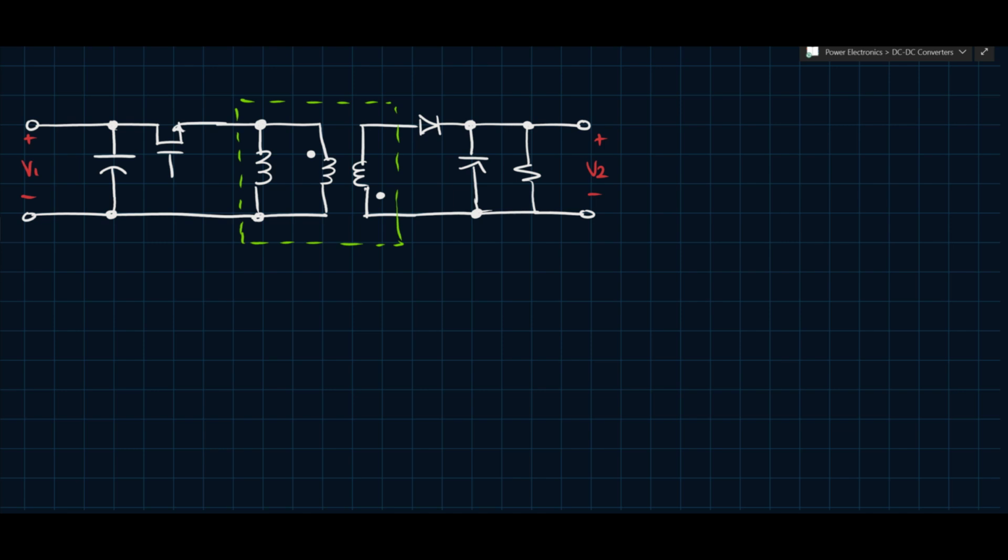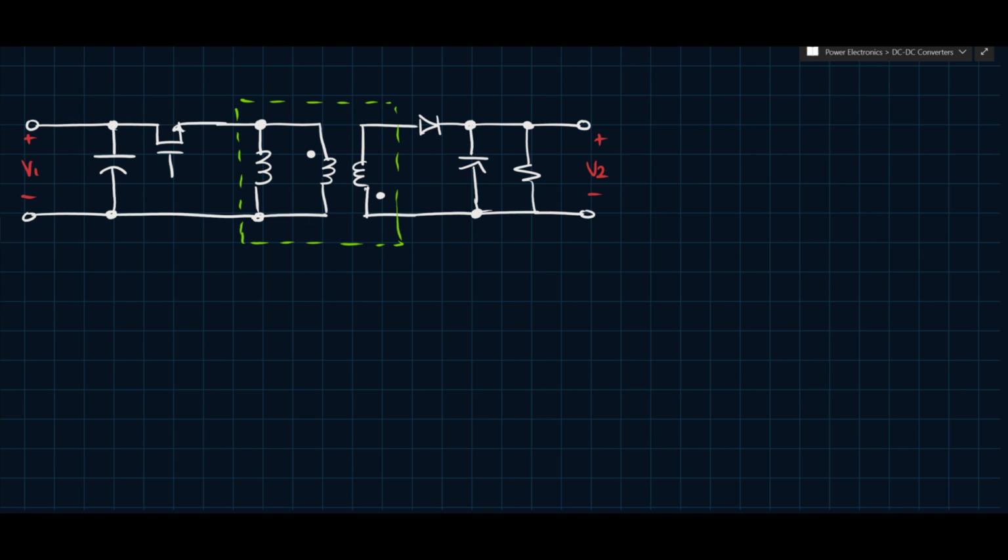Okay, so in this video, we're going to take a look at isolated DC-DC converters. We're going to begin the discussion of isolated DC-DC converters, and we're going to look at the flyback converter. This is the most logical place to begin when stepping from the non-isolated DC-DC converters into the isolated DC-DC converters topic.